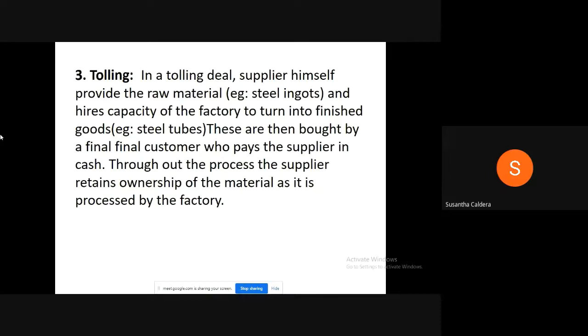Tolling. Tolling is another type. In a tolling deal, the supplier himself provides the raw materials. Those developed countries, they will provide the raw materials. For example, steel ingots. And has the capacity of the factory to turn them into finished goods, steel tubes. Now, what they do is they will use one of the factories in those countries, but they are lacking the steel ingots.